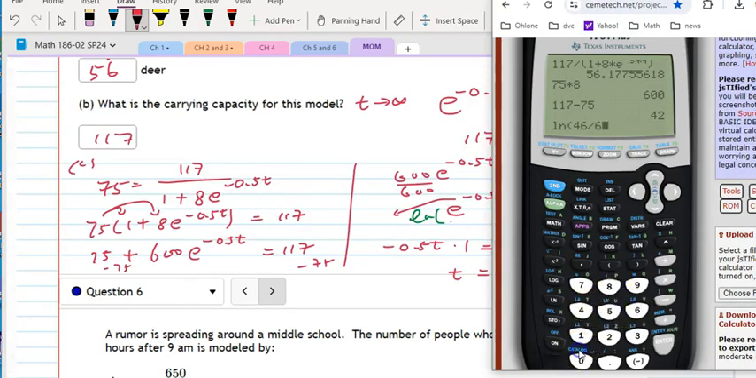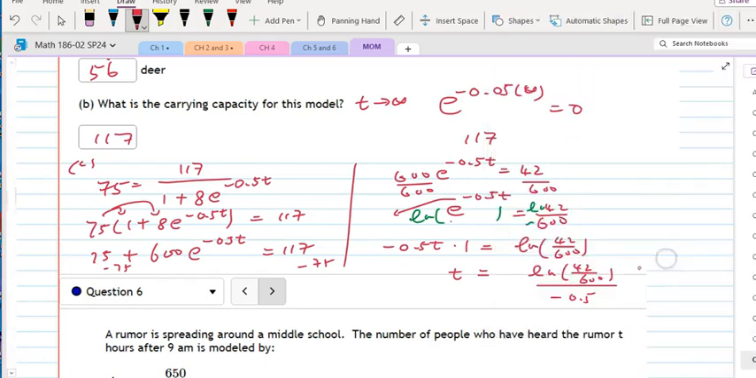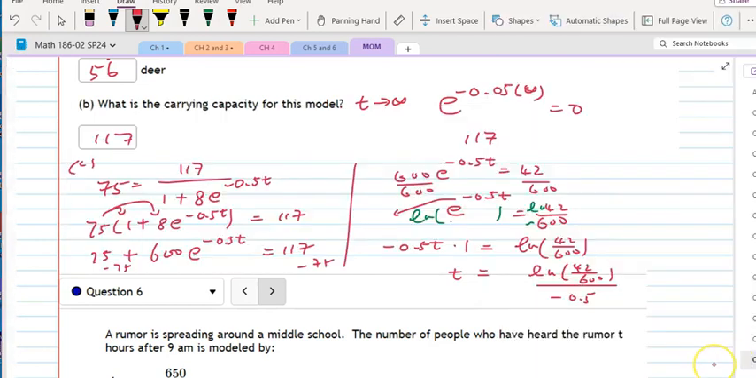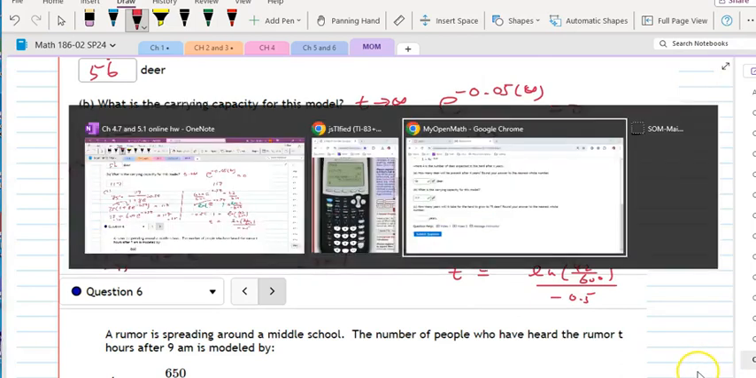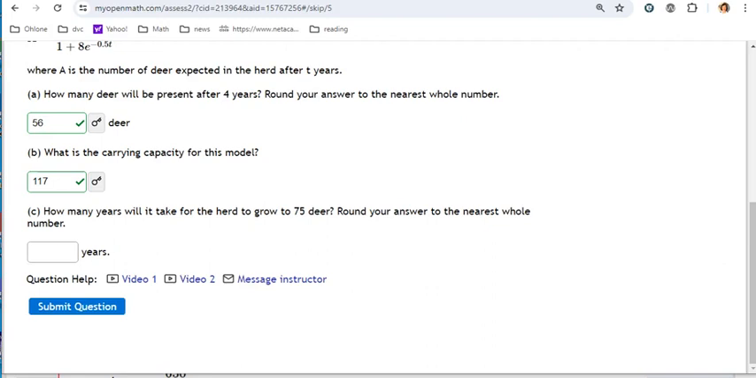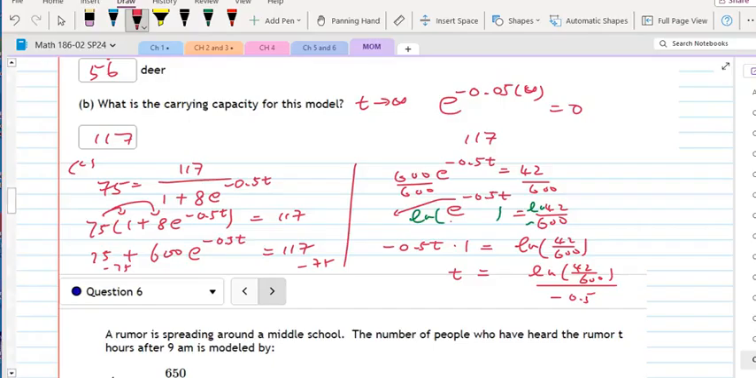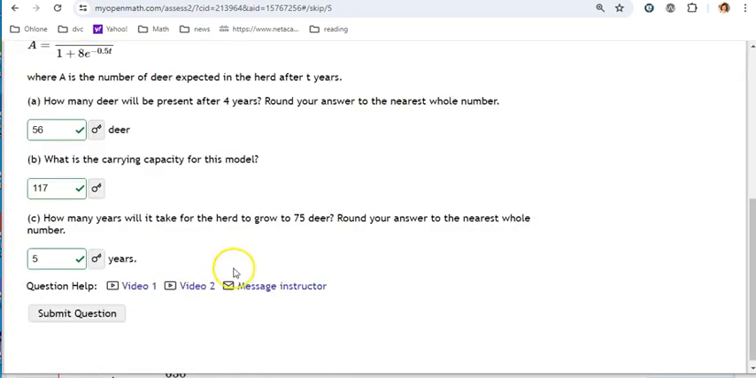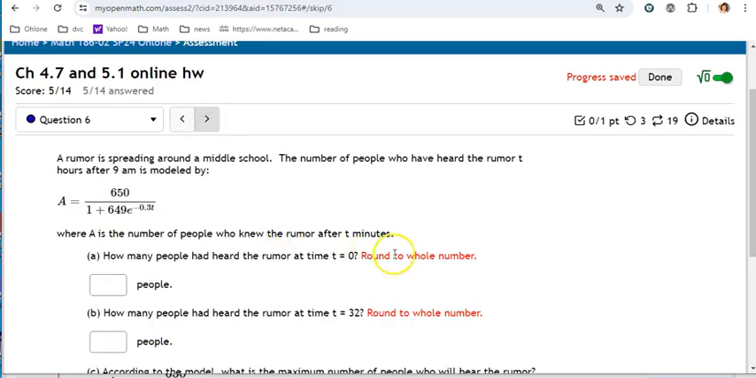600 divided by negative 0.5. 5.1365. 5.1. Well, how many decimal places? 2, to the nearest whole, 5. 5 years. Okay. So that's the logistic model.